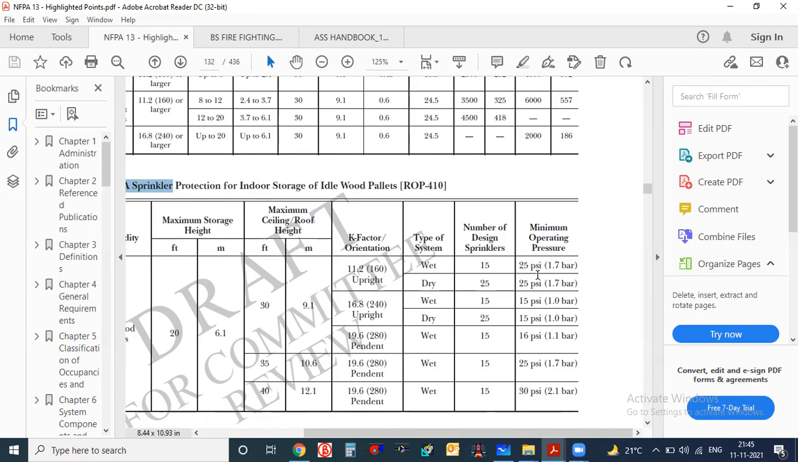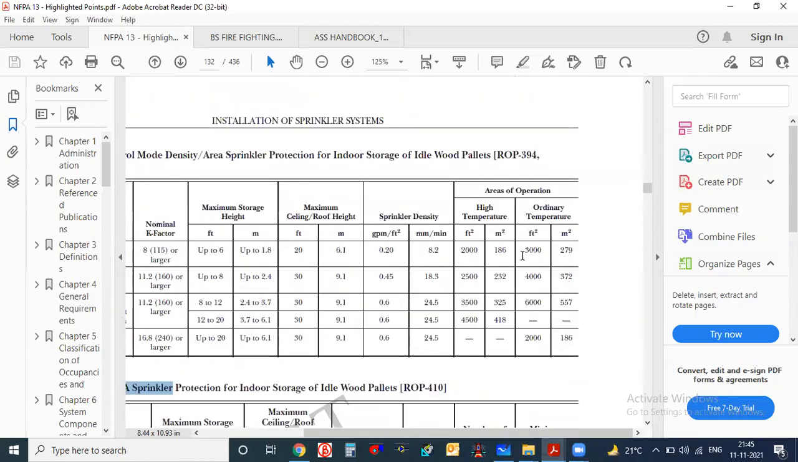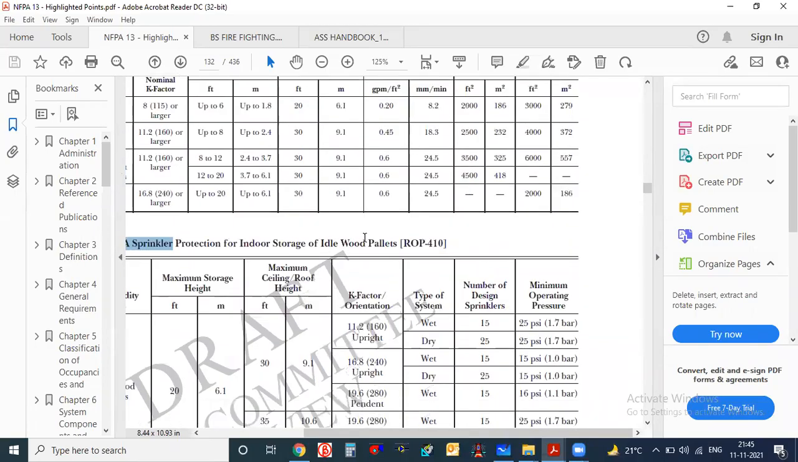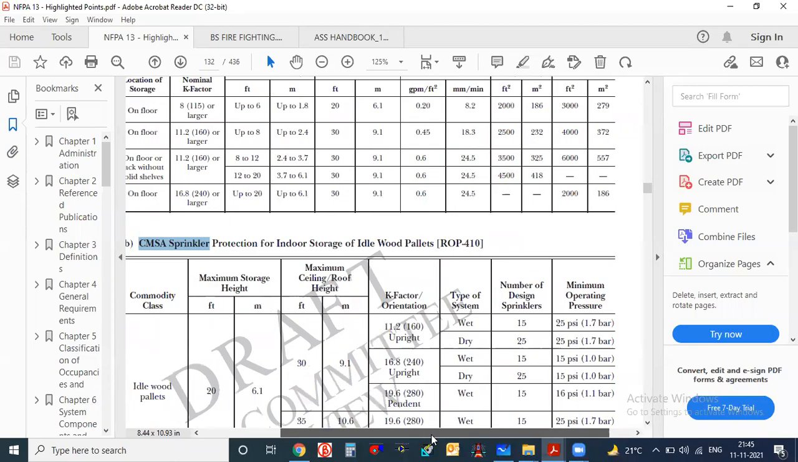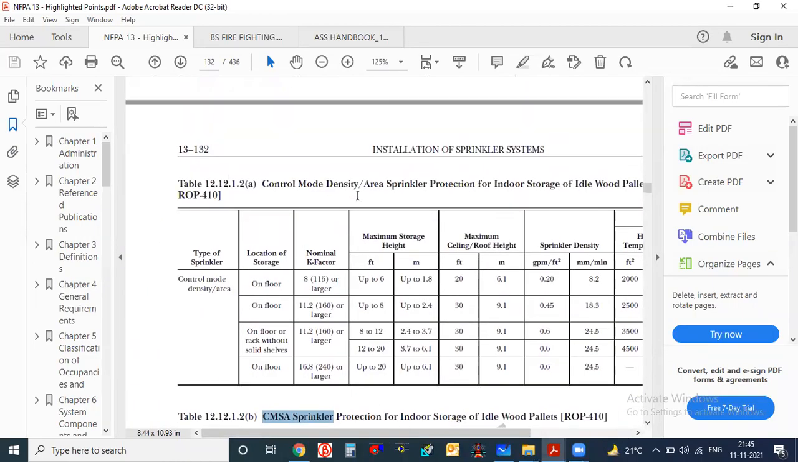Before it was 7 psi. So that's why, whenever you are doing a calculation, you have to remember certain points like the number of design sprinklers, minimum operating pressure, type of system, what the K factor is, and the area of operation. There are certain points which you have to remember, and then you can do the calculation. This is the CMDA sprinkler.